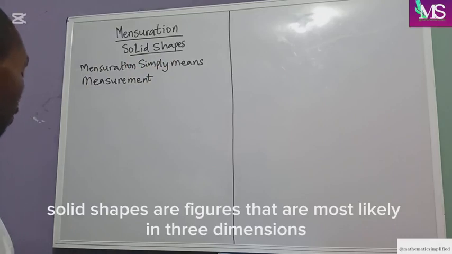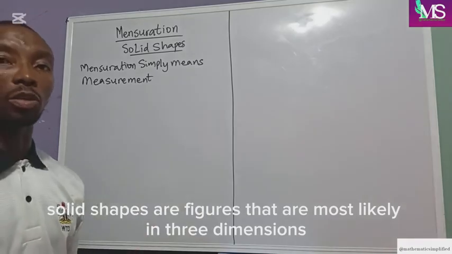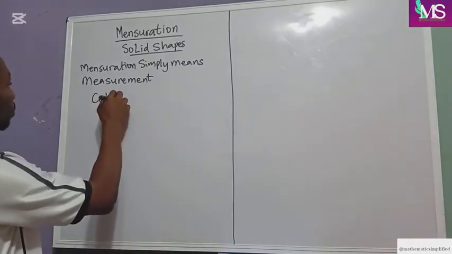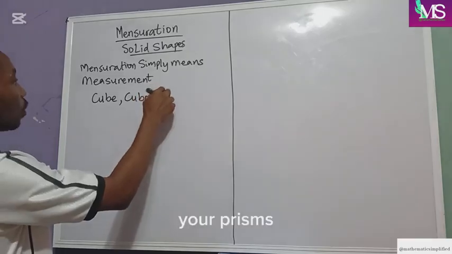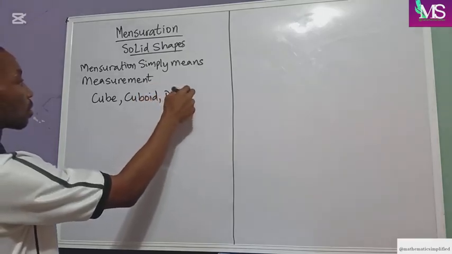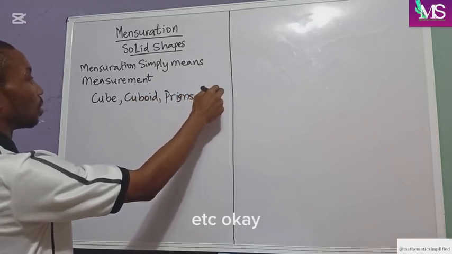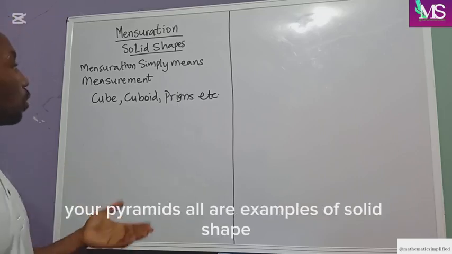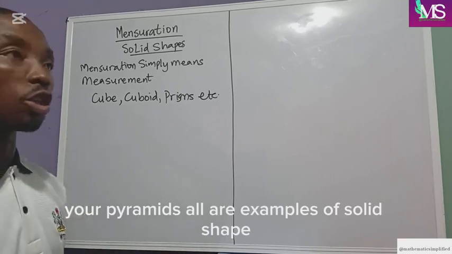Solid shapes are figures that are most likely in 3 dimensions. Okay, examples are your cube, your cuboid, your prisms, etc. Okay, these are solid shapes. Your cones, your pyramids, all are examples of solid shapes.